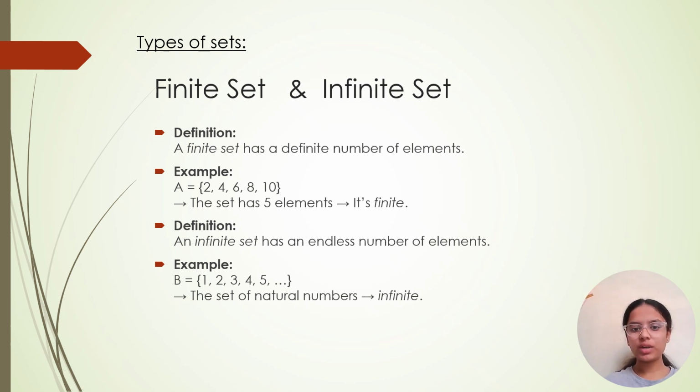And coming to the infinite set, an infinite set has an endless number of elements, which means it has an infinite number of elements. So coming to the example, we have set B equals 1, 2, 3, 4, 5 and so on, the set of natural numbers, which means infinite. We have so many natural numbers which we cannot define. So there are an infinite number of elements in natural numbers. So it is an infinite set.